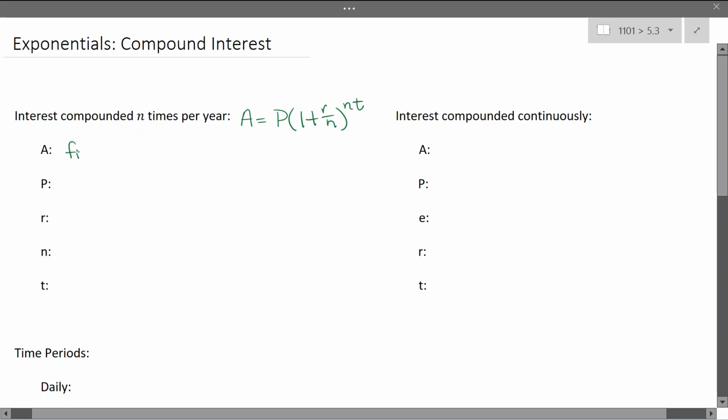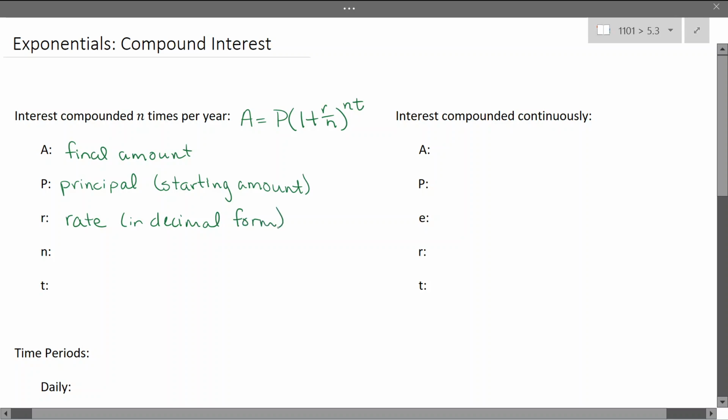A is our final amount, P is our principal, which is our starting amount, R is our rate in decimal form, N is our number of times compounded per year, and T is our time in years.